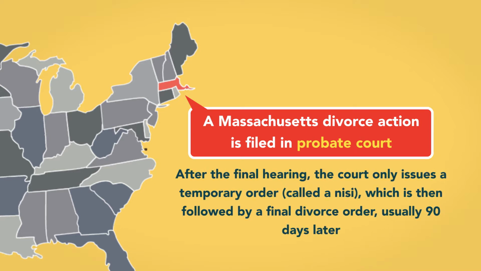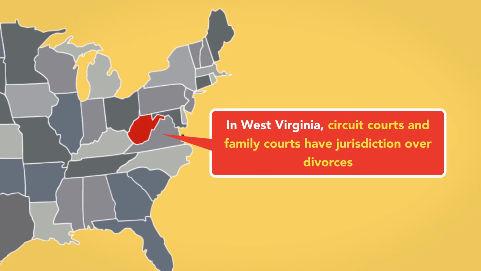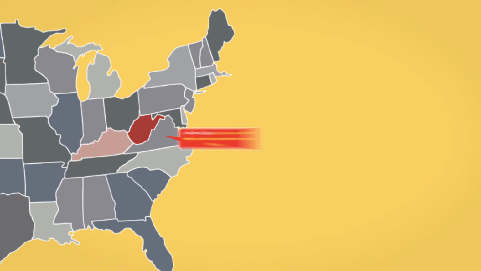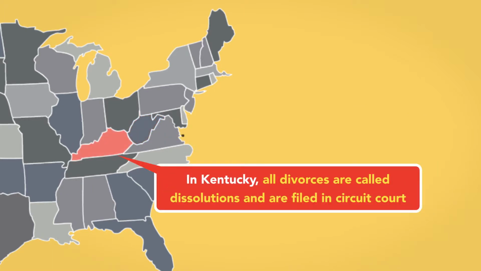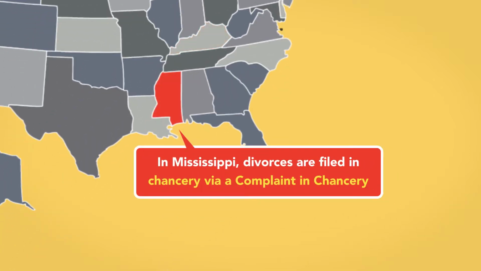After the final hearing, the court only issues a temporary order called a nisi, which is then followed by a final divorce order, usually within 90 days. In West Virginia, circuit courts and family courts have jurisdiction over divorces. In Kentucky, all divorces are called dissolutions and are filed in circuit court. In Mississippi, divorces are filed in chancery via complaint in chancery.